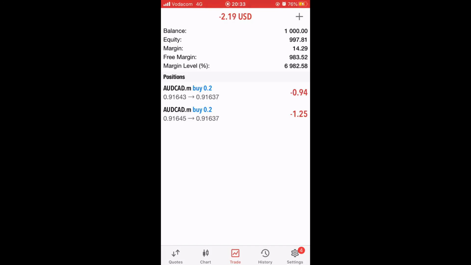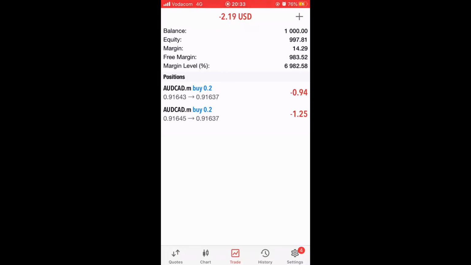Okay, and then let's look at margin. Margin is how much control I have. It's the leverage. They are showing you the leverage there. So my margin there is $14 for just these two trades that I opened. That's going to be a total of $14.29. I hope you can see the number there.